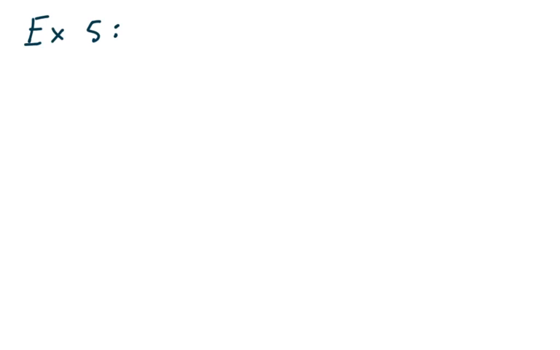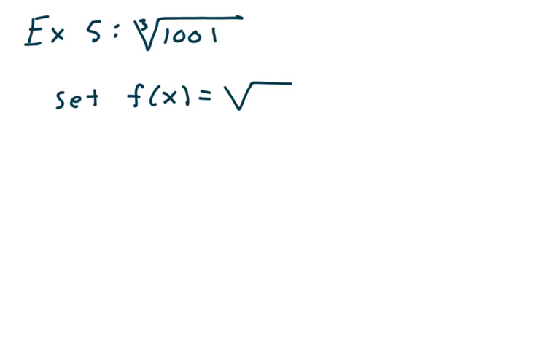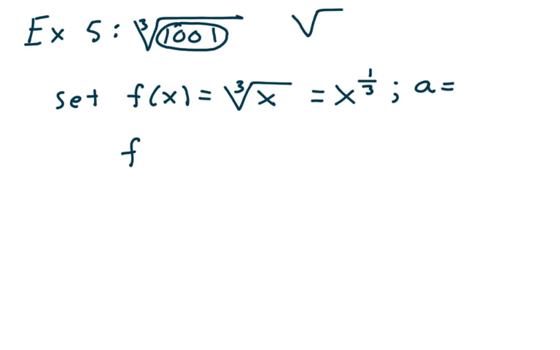Well, suppose I had the cube root of 1001. So the natural function that we could use here is f of x equals the cube root of x. But by the way, that's equal to x to the 1/3. So before I take the derivative, I need an a. Now, think of a number that's nearby 1,001 that I know the cube root of. And can we agree that we know the cube root of 1,000? That's a number near 1,001 that I know the cube root of.